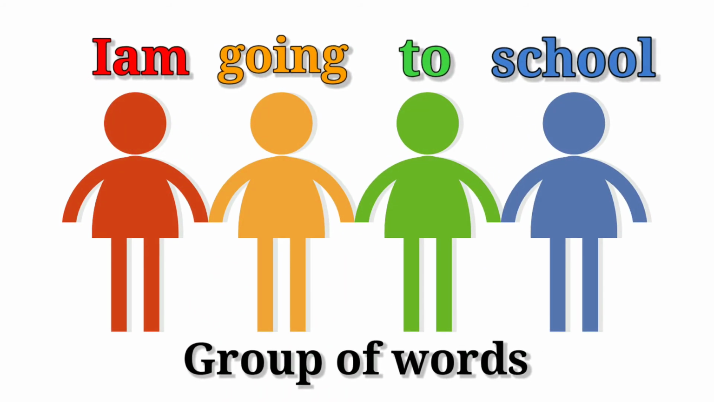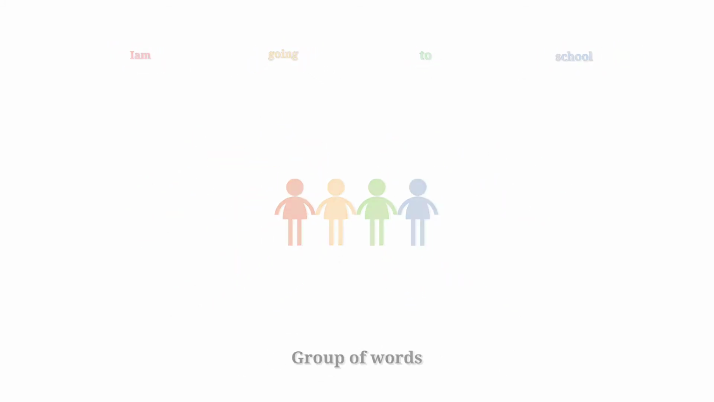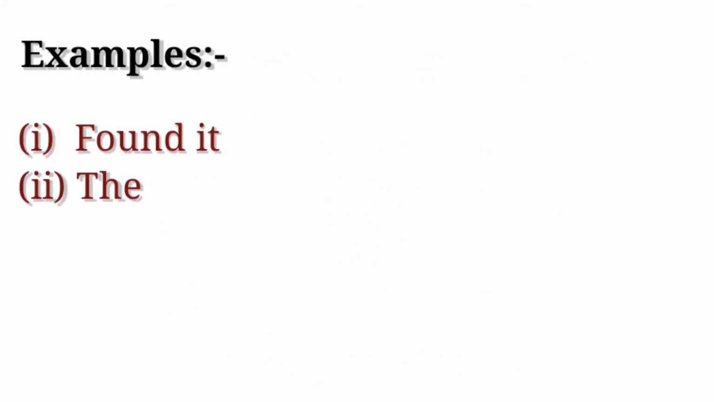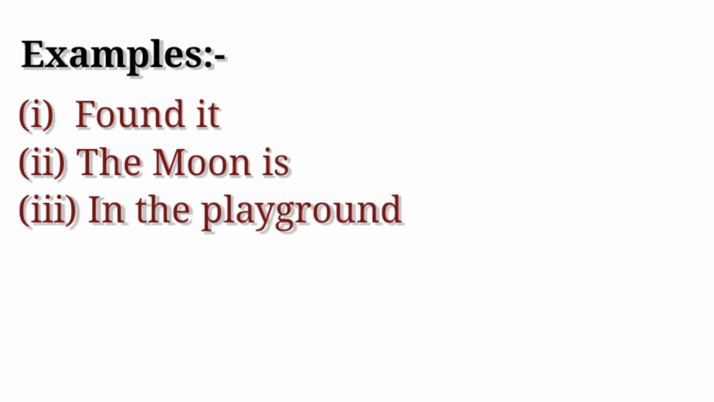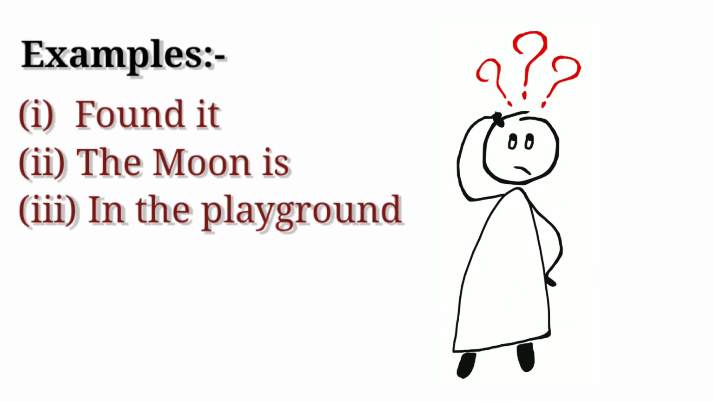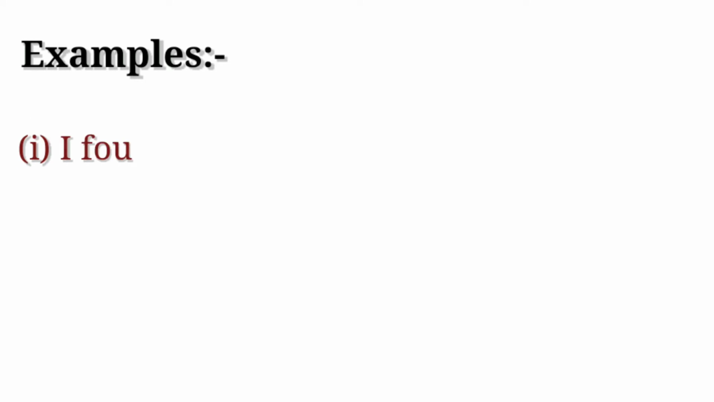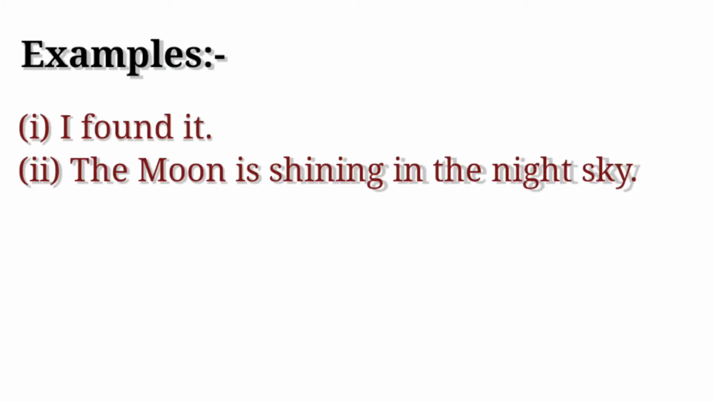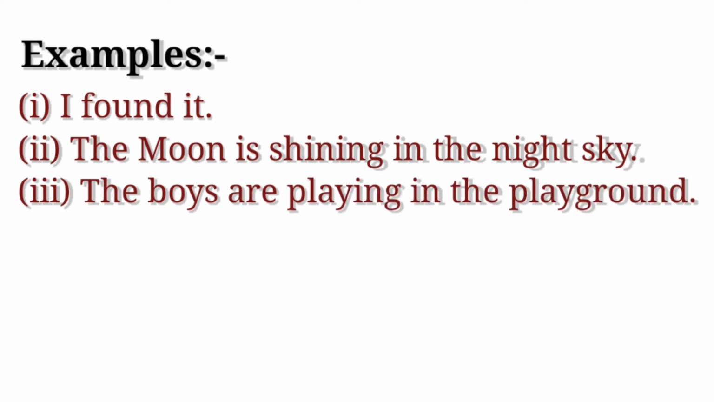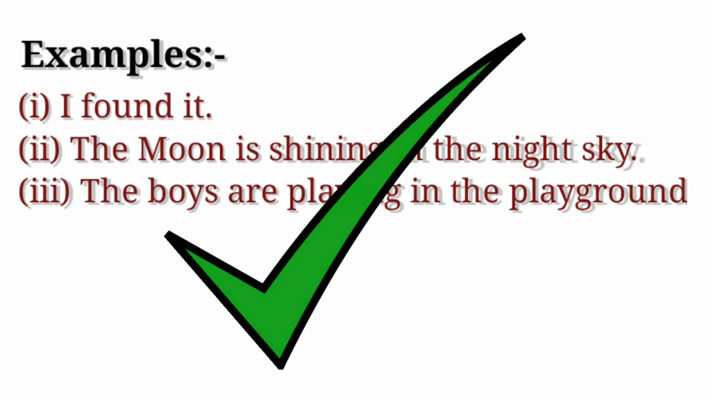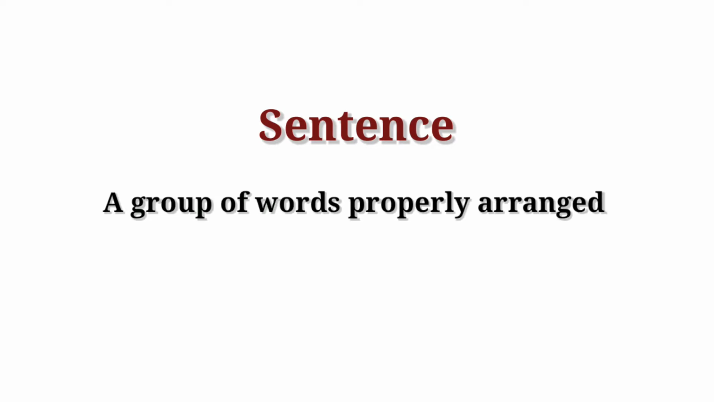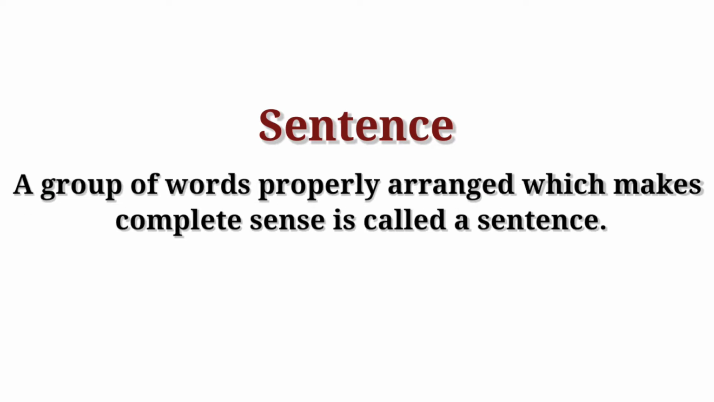Whenever we speak or write something we use words, and we generally use these words in groups. To understand, let's see the following examples. Found it. The moon is. In the playground. Here, the groups of words do not make complete sense. But if I say, I found it. The moon is shining in the night sky. The boys are playing in the playground. This group of words makes complete sense. Thus, a group of words properly arranged which makes complete sense is called a sentence.